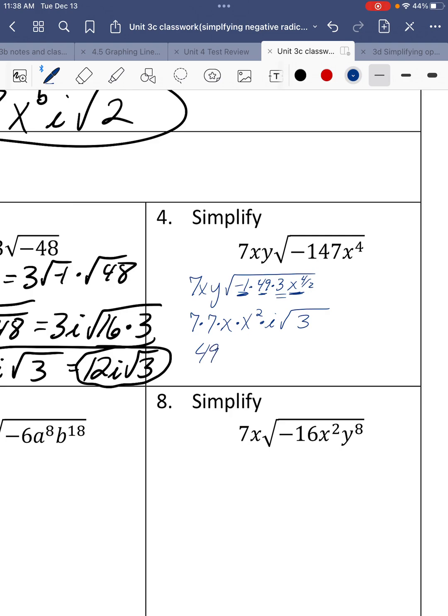So let's get this together. 7 times 7 is 49. X times x squared is x to the 3rd. i square root of 3.